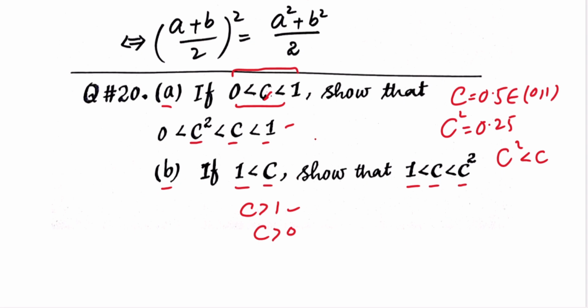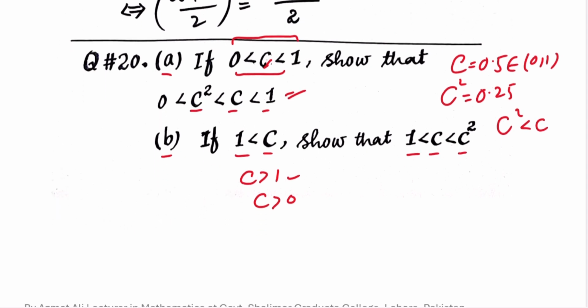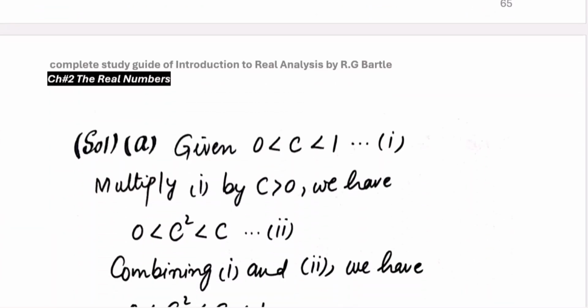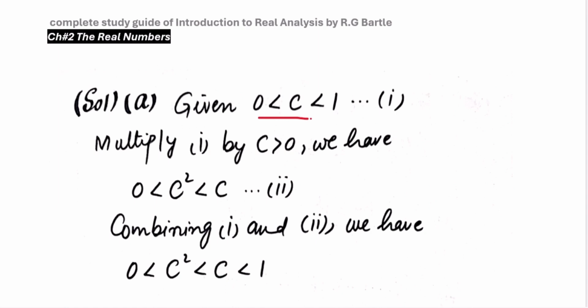So, firstly, we prove the first part. This is very simple. It is given that our C lies between 0 and 1. So, it is clear that C is positive. So, multiply this inequality number 1 by C greater than 0. When you multiply this inequality by C greater than 0, it will not change the sign of the inequality. So, we have 0 less than C square less than C. Say this is inequality number 2. Combining inequality number 1 and inequality number 2, we have 0 less than C square less than C, and C is less than 1, which is required to prove.